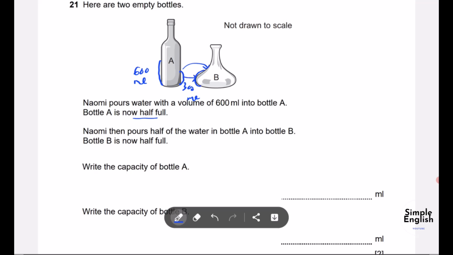Write the capacity of bottle A. So 600 milliliters is just half full for bottle A. So the capacity is the volume times 2, which means 1200. How about the capacity of bottle B? The same, right? Here it should be 300 milliliters, which is just half full of bottle B. So 300 times 2, right? So the capacity of bottle B is 600.